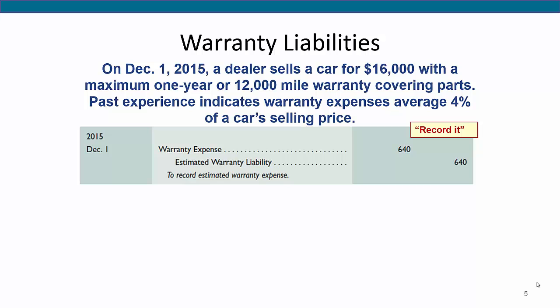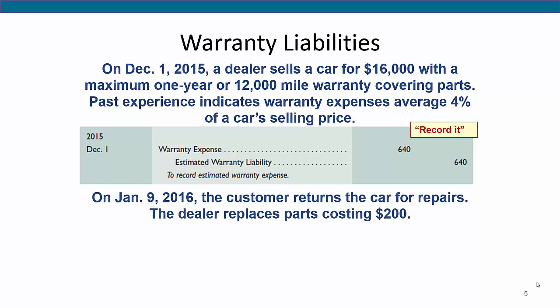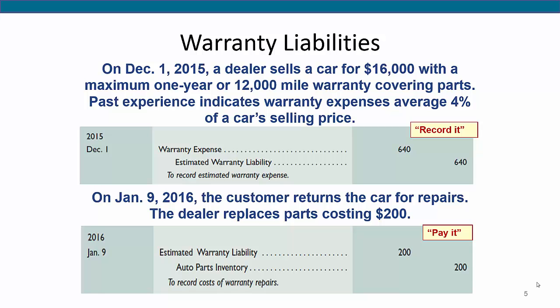To further extend this example, suppose the customer returns the car for warranty repairs on January 9, 2016. The dealer performs this work by replacing parts costing $200. On January 9, 2016, the dealership will debit, or reduce, estimated warranty liability for the total cost of $200 and will credit auto parts inventory for $200. This entry reduces the balance of the estimated warranty liability. Warranty expense, however, was previously recorded in 2015, the year the car was sold with the warranty. Notice that no entry is made to record expense in 2016 when the warranty work is done.